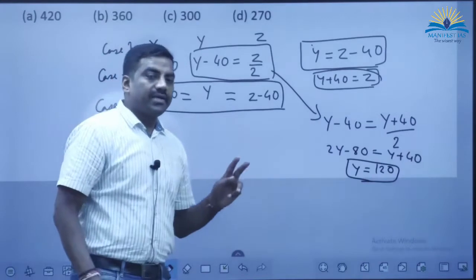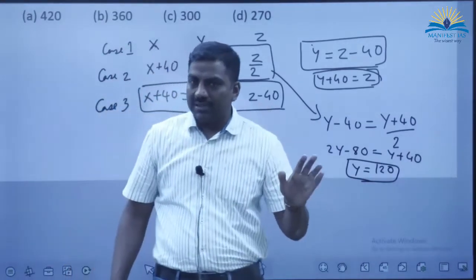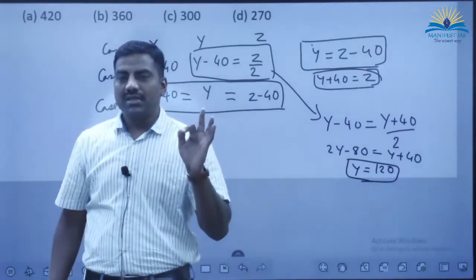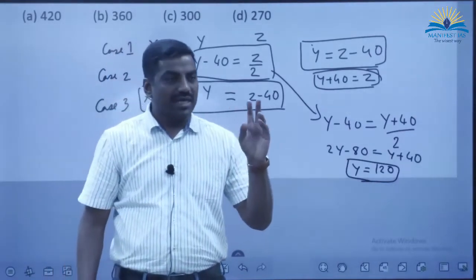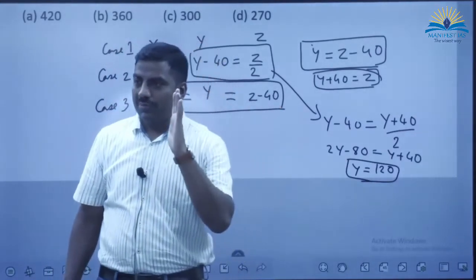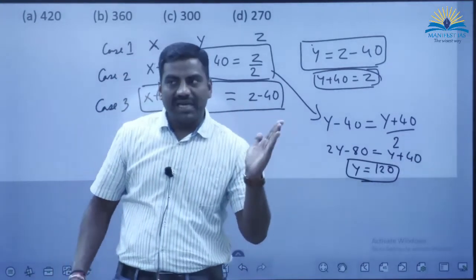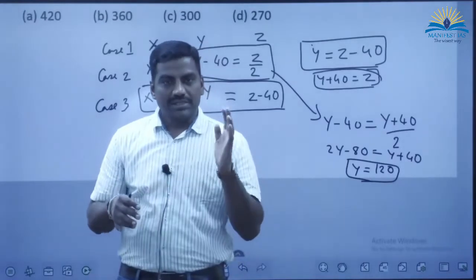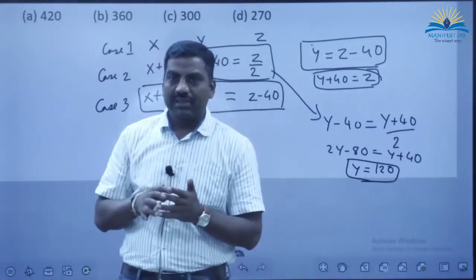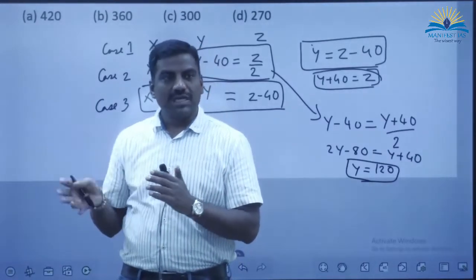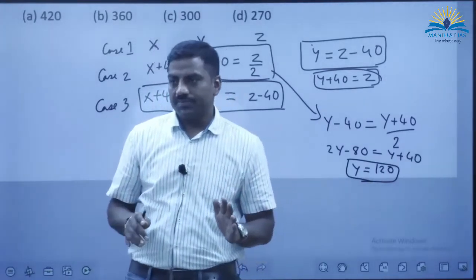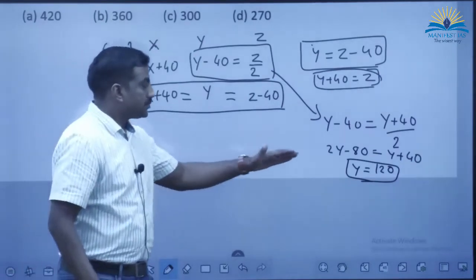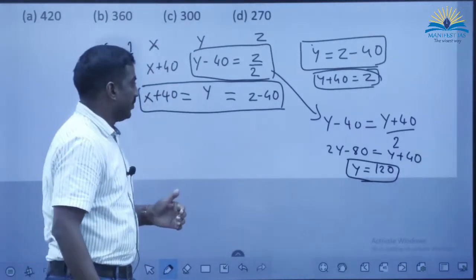See, when we get 2 equations in 2 variables, the job is done. You just have to solve for those equations. Your arithmetic operations have to be proper. While taking from LHS to RHS, RHS to LHS, you should be careful. Plus will become minus, minus will become plus, division will become multiplication, multiplication will become division. And you should also know how to cancel. Okay? y is equal to 120.